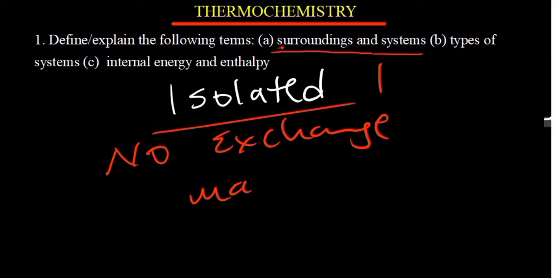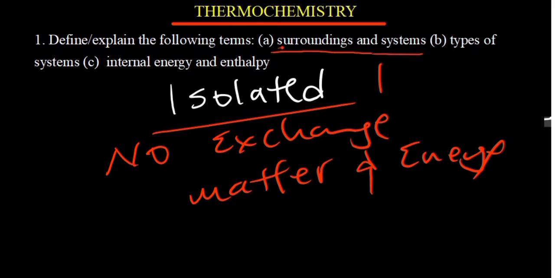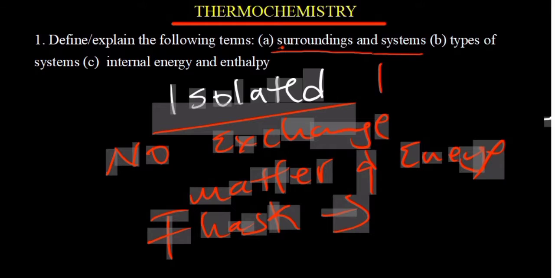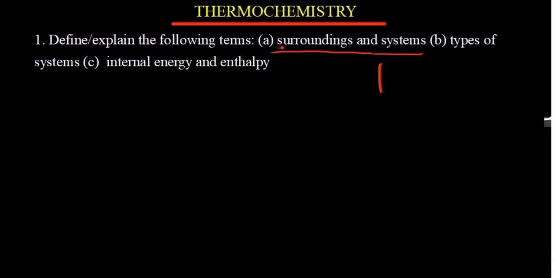Matter and energy. A very good example is a flask. When you put a liquid in a flask, the temperature is maintained. Whether it's cold or hot, the temperature is going to be constant. Why? Because there is no exchange of matter and energy with the surroundings.